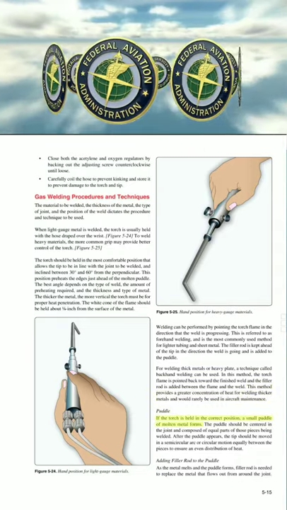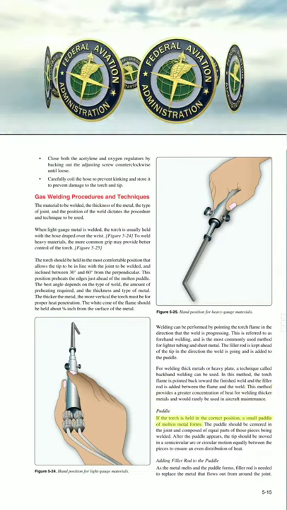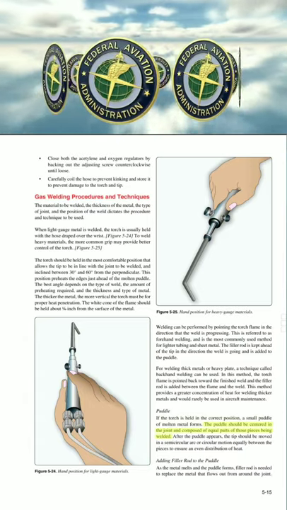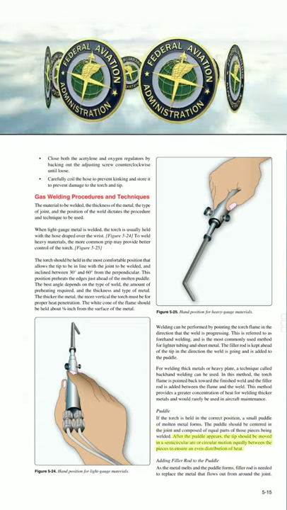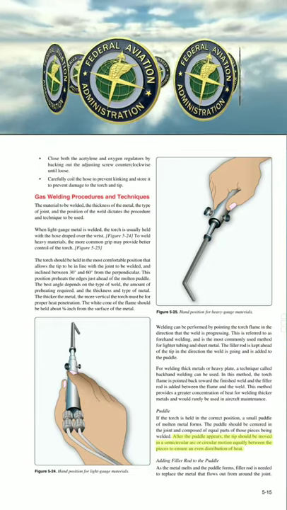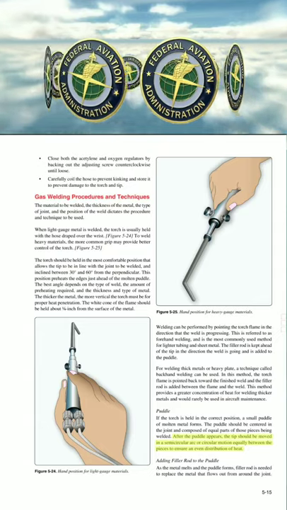Puddle. If the torch is held in the correct position, a small puddle of molten metal forms. The puddle should be centered in the joint, and composed of equal parts of those pieces being welded. After the puddle appears, the tip should be moved in a semicircular arc, or circular motion equally between the pieces, to ensure an even distribution of heat.